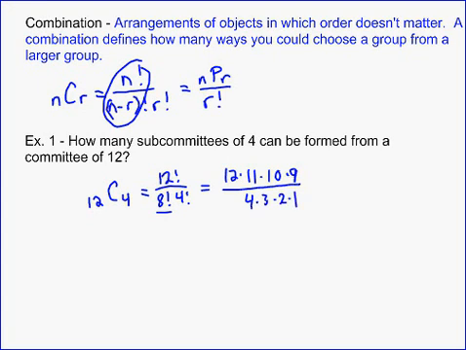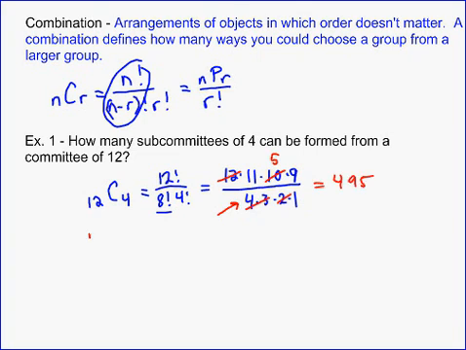And then this allows us to do a bunch of cancellation. I like to try to cancel out big numbers, so I see 4 times 3 gives me 12, so that's going to cancel that out. 2 is going to cancel 10 to a 5, and so you're going to end up with 11 times 5 times 9. You're always going to be able to cancel out everything from down here. On these problems, you almost always cancel everything out from the denominator. So we just need to do 11 times 9, which is 99, times 5, which is going to give you 495. So in this case, there are 495 committees.